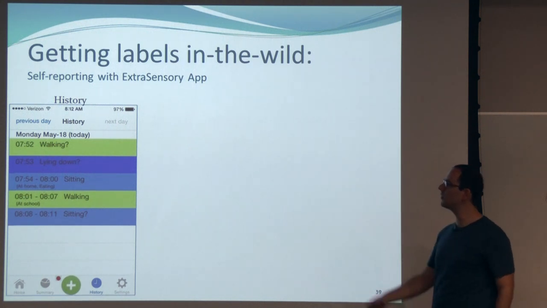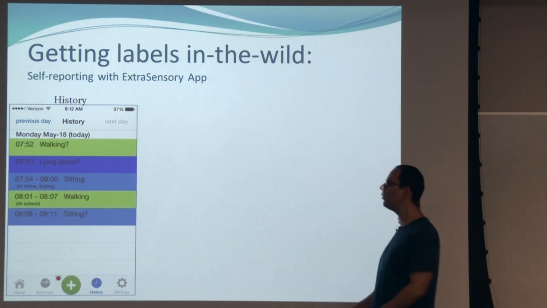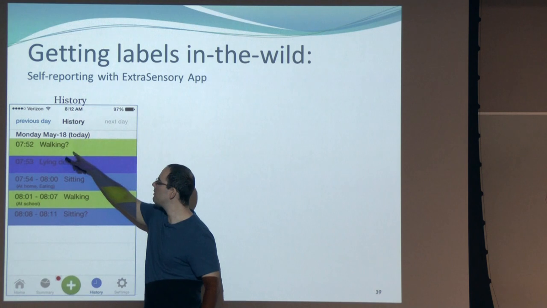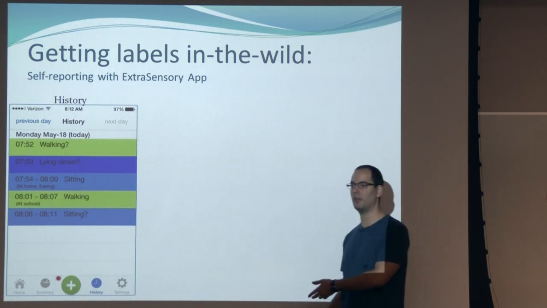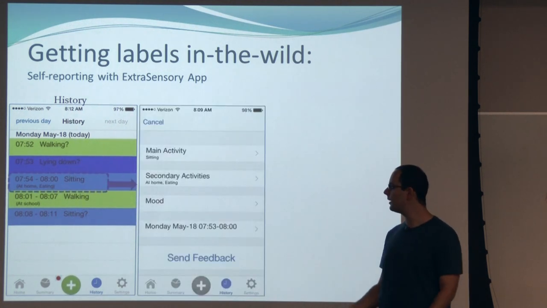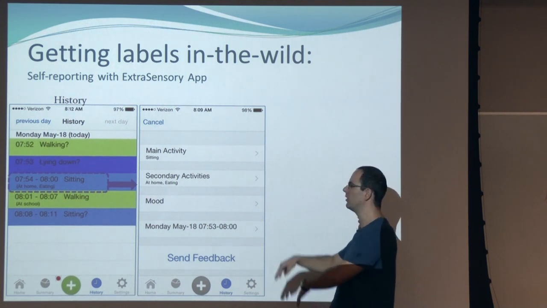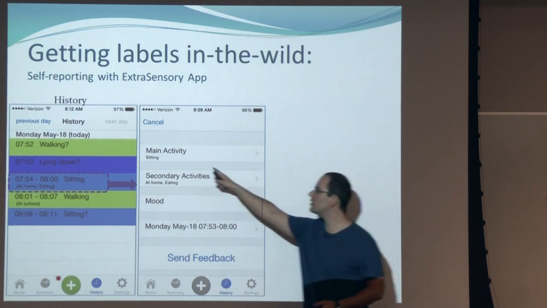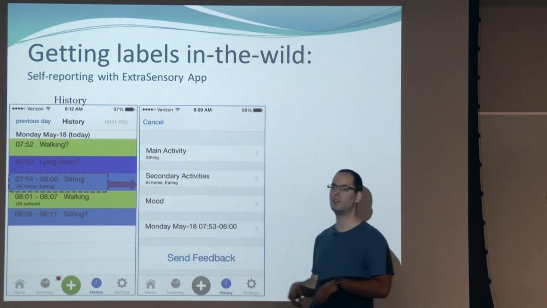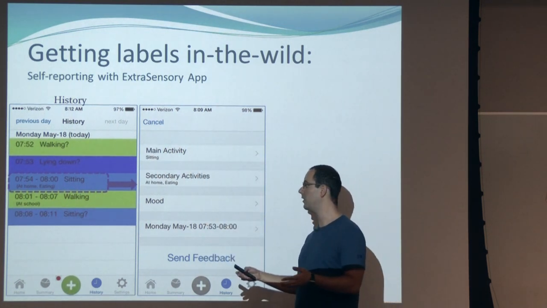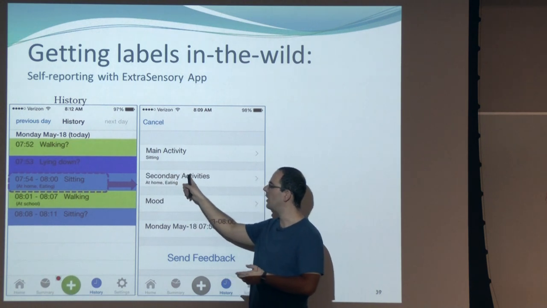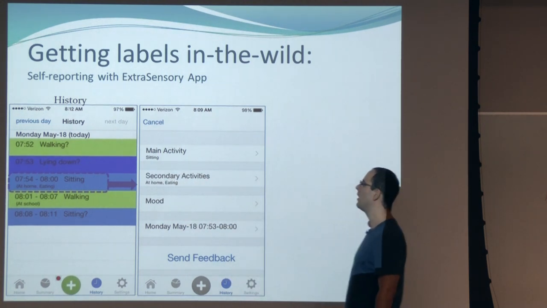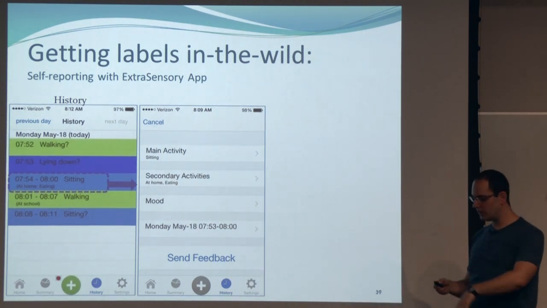One of these mechanisms was the history view, where they could see the guesses with these question marks, the guesses from the server. By clicking one row, they could get this form where they could edit the labels, they could change the prediction to sitting, and they can add more fine detailed labels, like I'm at home and I was eating at the time. We call these secondary activities.